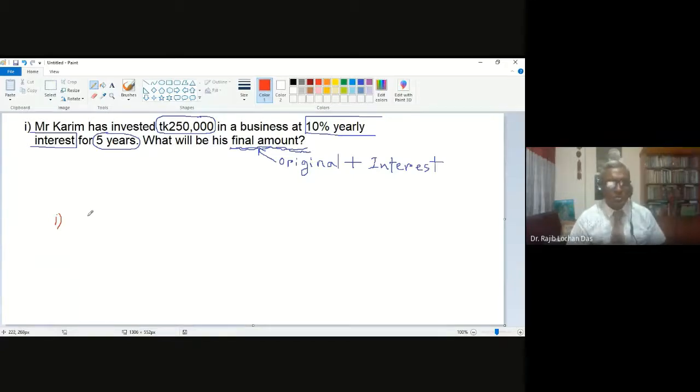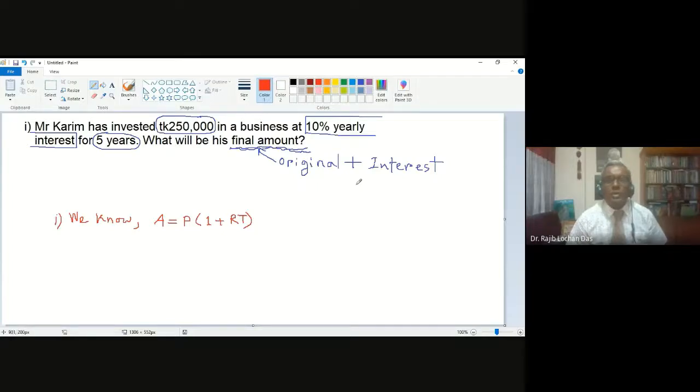In this case, we will use a formula, and that formula we directly write like this. Somebody may already know that. So it is the formula I am writing. You just copy the formula and try to understand what I am writing. So I am writing A equal to P into (1 plus RT).